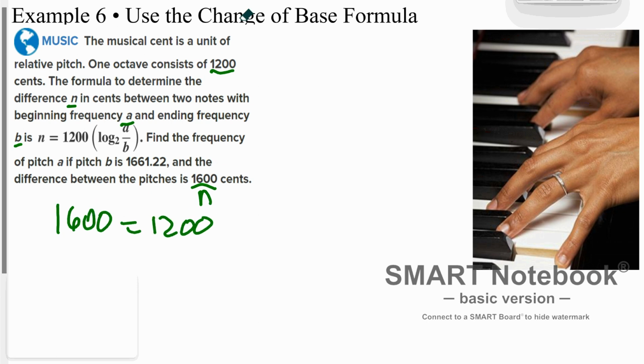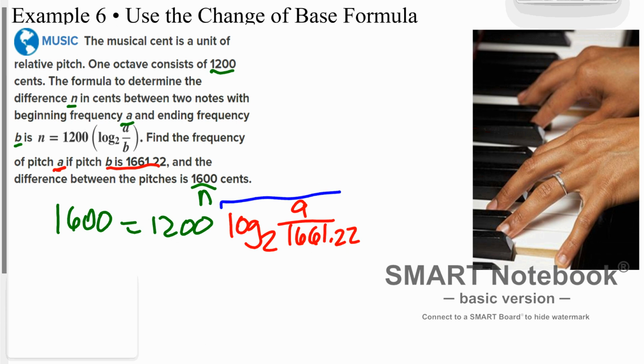And I don't know the frequency of A. It didn't say the pitch of A. It just says B's pitch is this. So I'm trying to find what A is. I don't know A, and B is 1661.22. Okay, so I really can't solve for that yet.